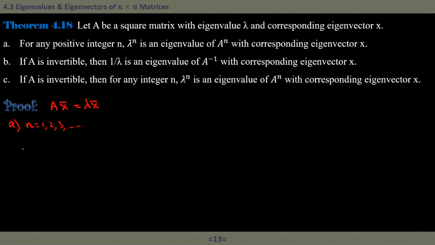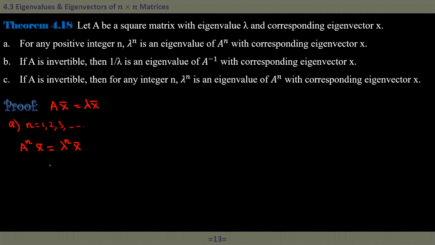Now, if you want to find the eigenvector of A to the power n times x, what is the eigenvalue of A to the power of n? This is saying that you don't have to raise the matrix A to the power of n, multiply by x, and solve the equation. It's just saying that its eigenvalue is lambda to the power of n.